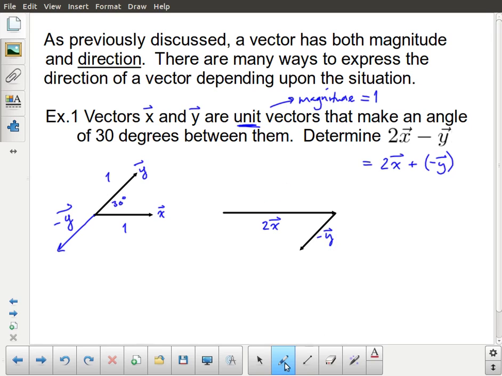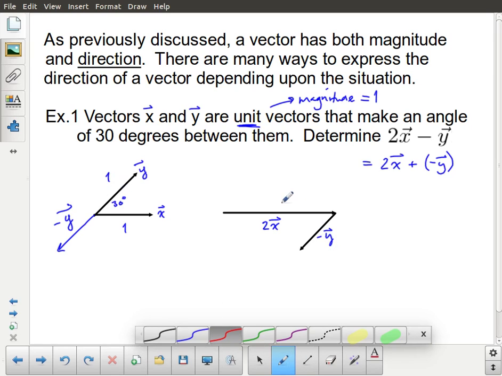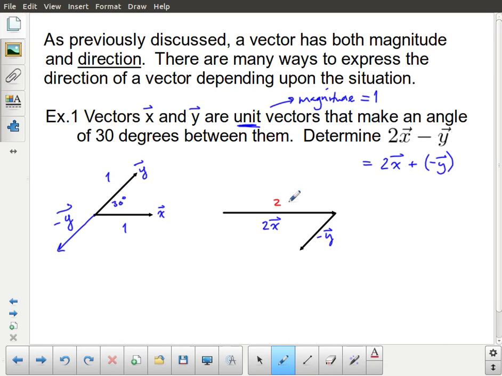But the important thing to remember, these were unit vectors, so I know that this is actually a length of 2, and I know that this is actually a length of 1. Now what about that angle in between? If we go back to our diagram here, you can see the angle I'm looking for is this angle, but because these are two straight lines, that's also equal to 30 degrees. So that is the angle, 30 degrees.